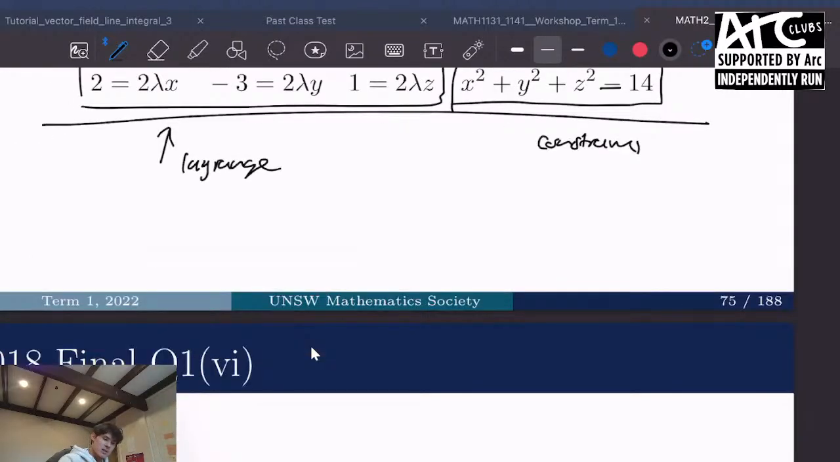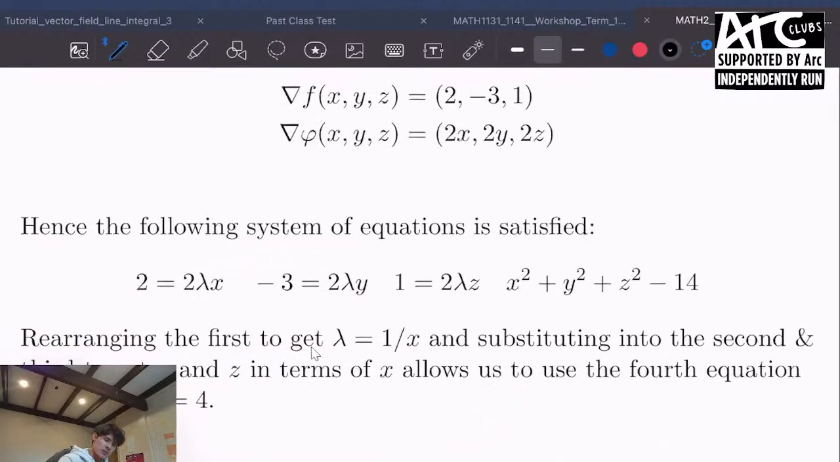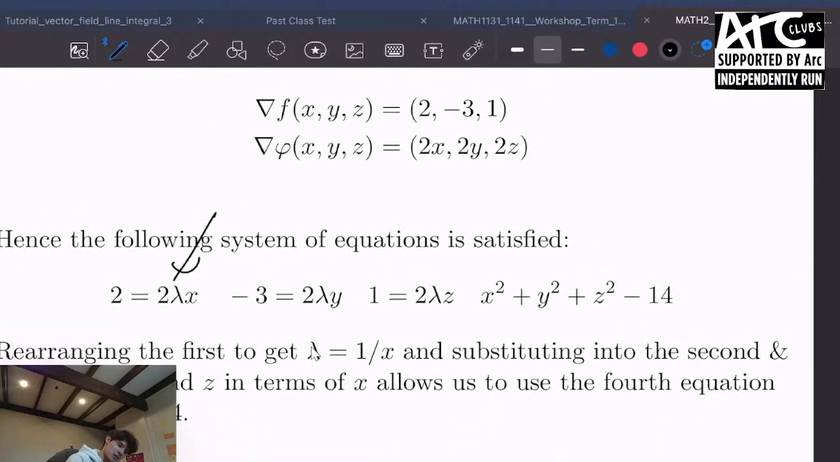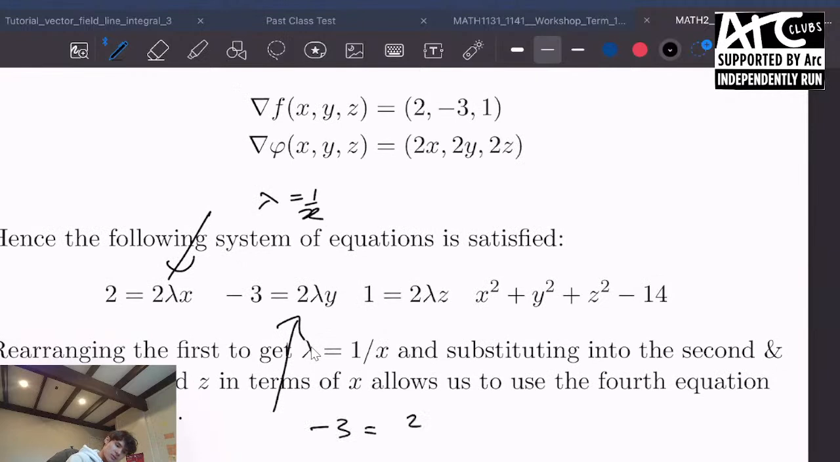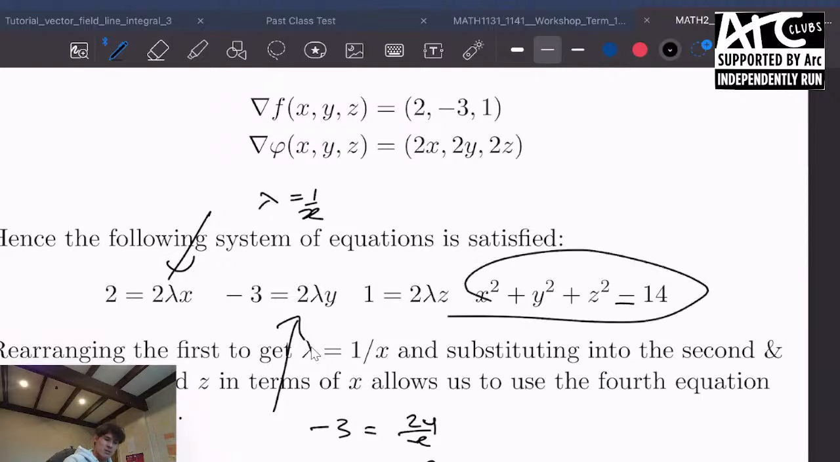If we solve these simultaneously, one way of doing it is to look at this equation, where we get lambda equals 1 on x. Using that value of lambda, we can plug it into here, and we get, for example, -3 equals 2y on x, so y equals -3 on 2x. We can do the same for z, and all we have to do is substitute it into this equation.